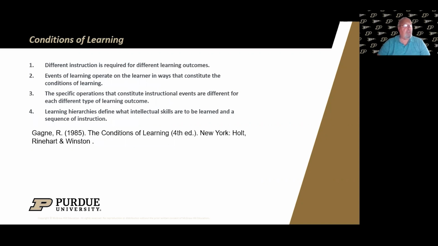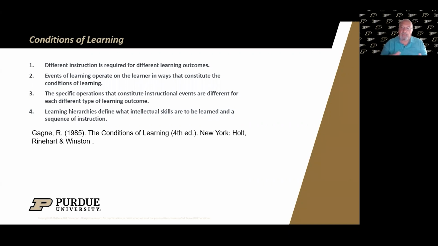The first one is conditions of learning, and different instructions require different types of learning outcomes. If I'm a mechanic, replacing an engine is something totally different than if I'm coding. So you need to understand that. The events of learning operations constitute the conditions of learning. Does the learner have the mindset? Are they in a receptive format for learning the specific techniques or items you're teaching them? Are the instructional events different for different types of learning outcomes?